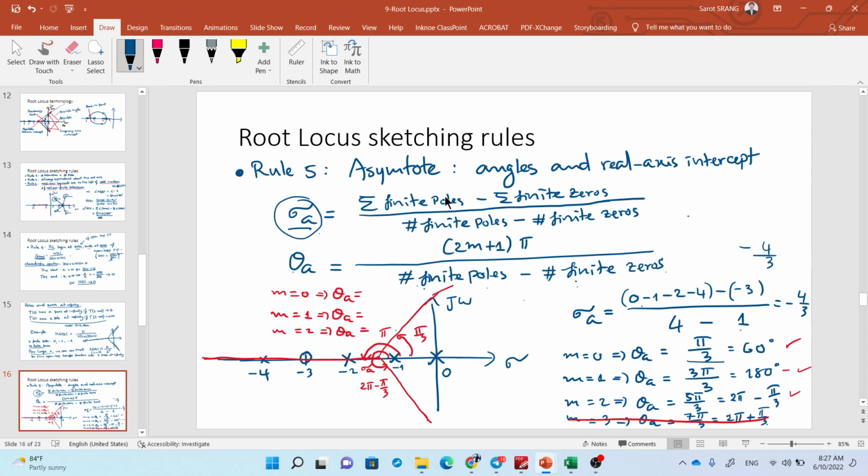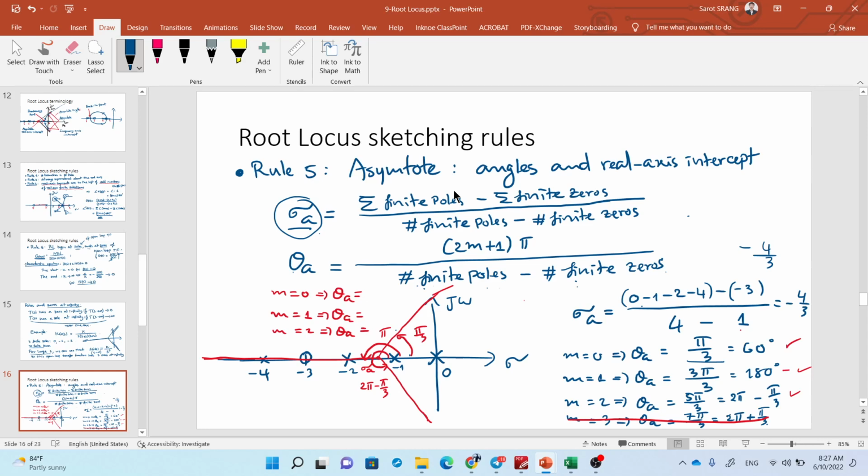Is that okay? Up to this point, there are so many terminologies in root locus. All right. Do you have questions, Subun? Anyone? You have questions?